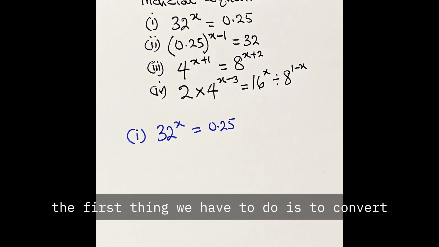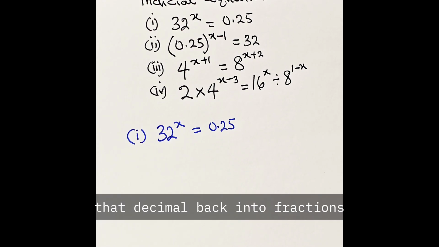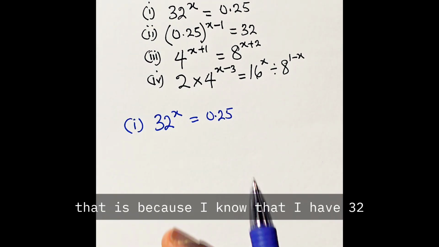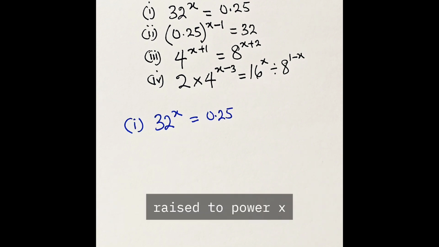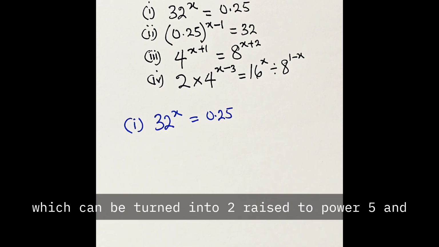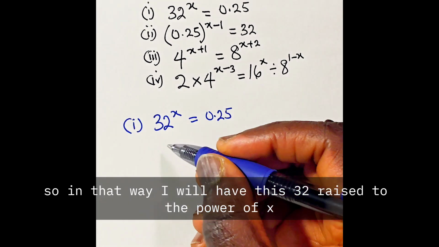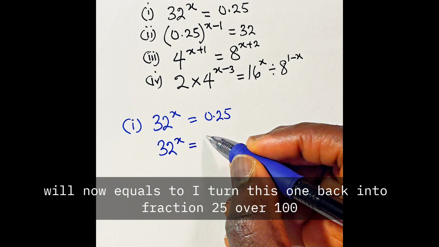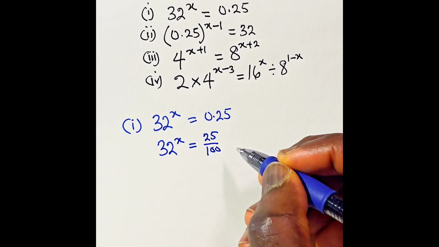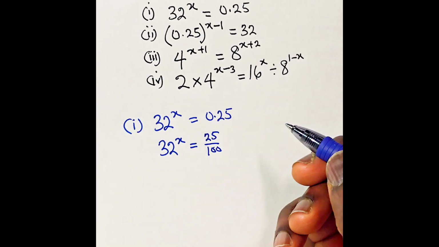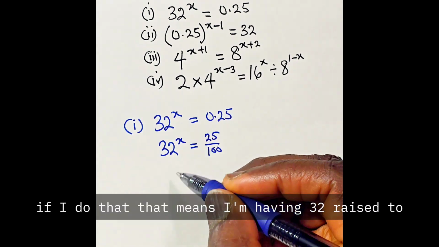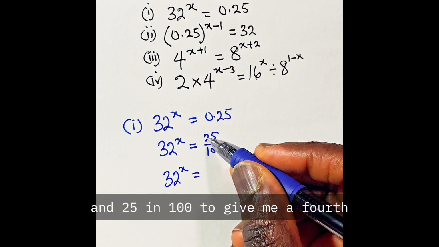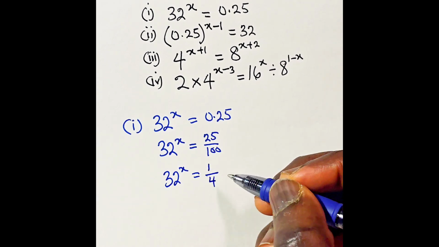The first thing we have to do is convert that decimal back into a fraction. The essence of doing that is because I know that I have 32 raised to the power x, which can be turned into 2 raised to the power 5. And so I will have 32 raised to the power x, which now equals, I turn this one back into a fraction, 25 over 100. So 32 raised to the power x can also be 25 here 1 and 25 in 100 to give me 4.